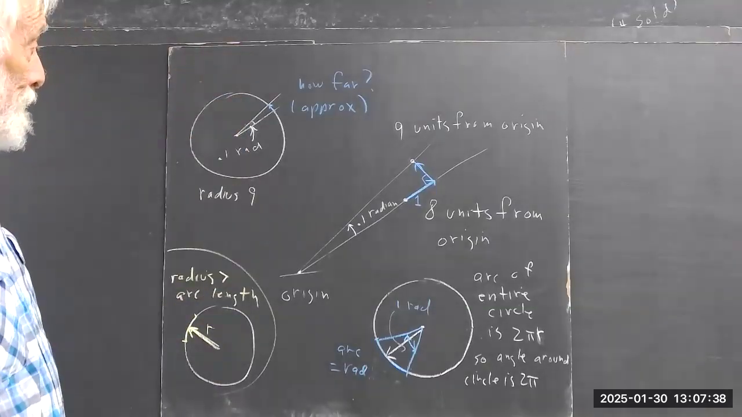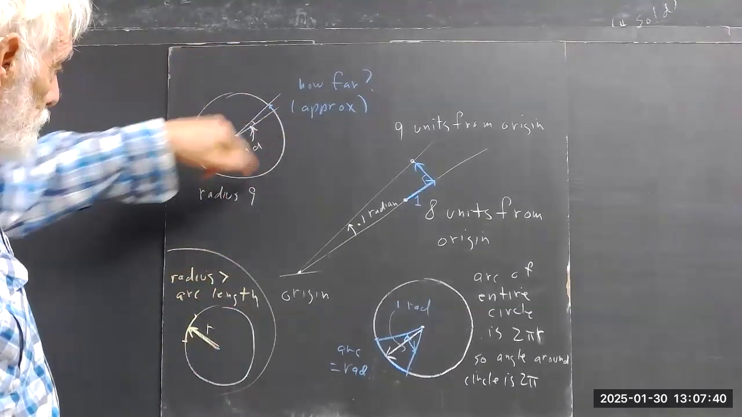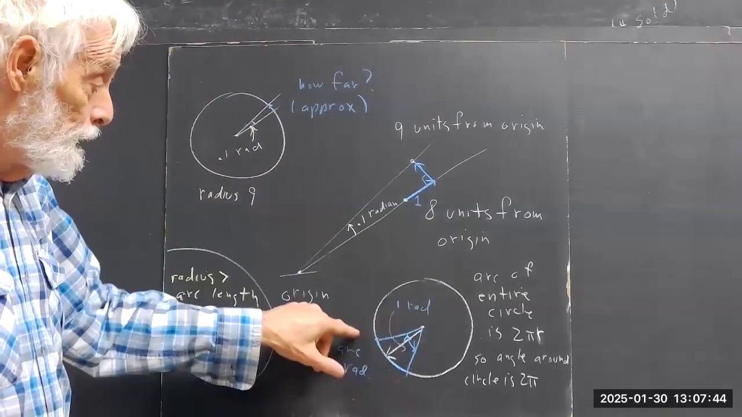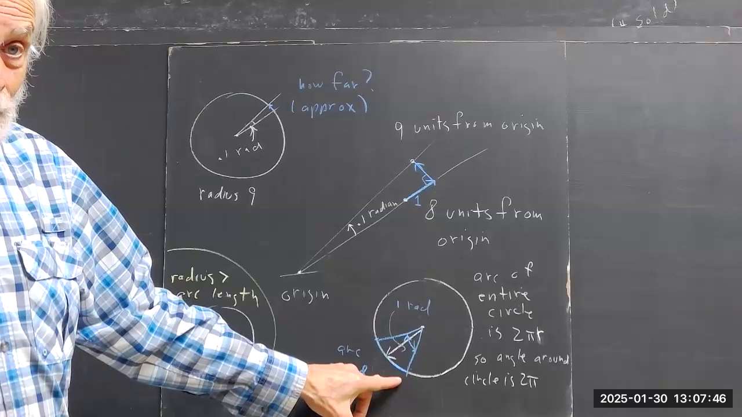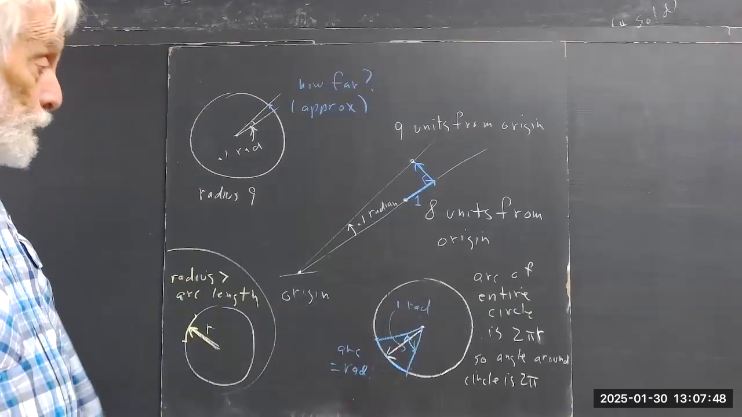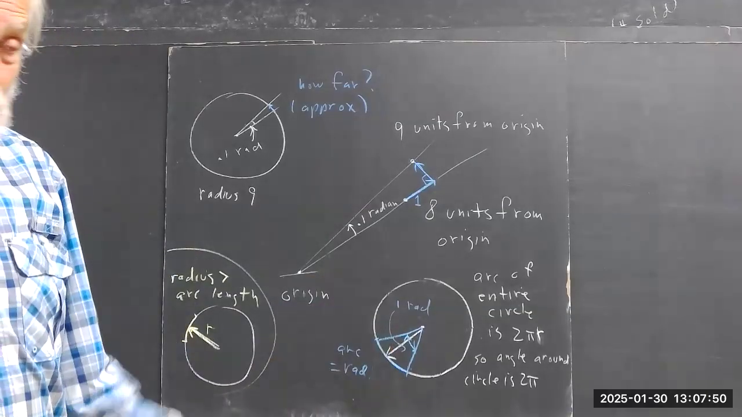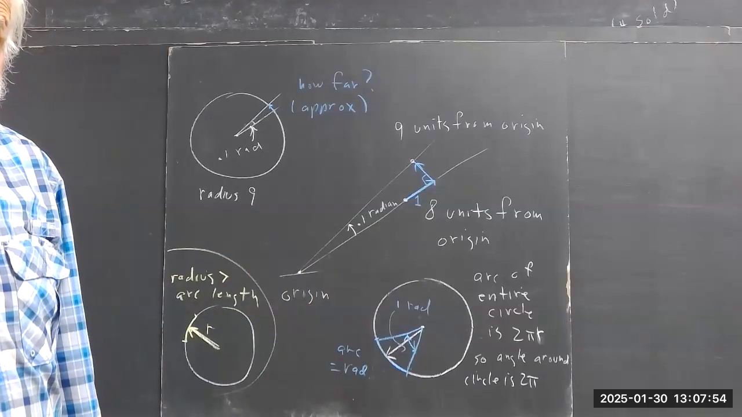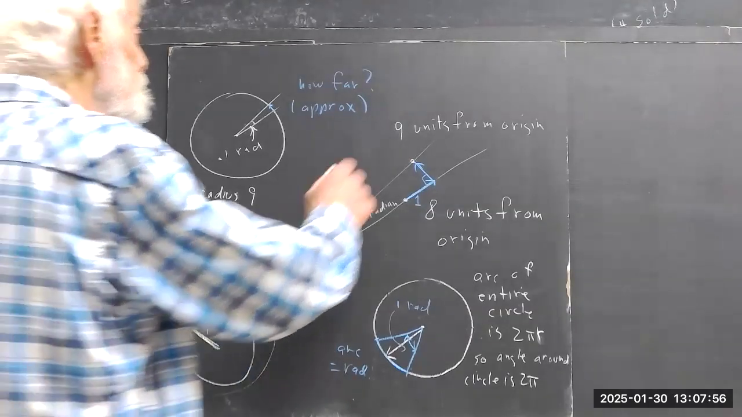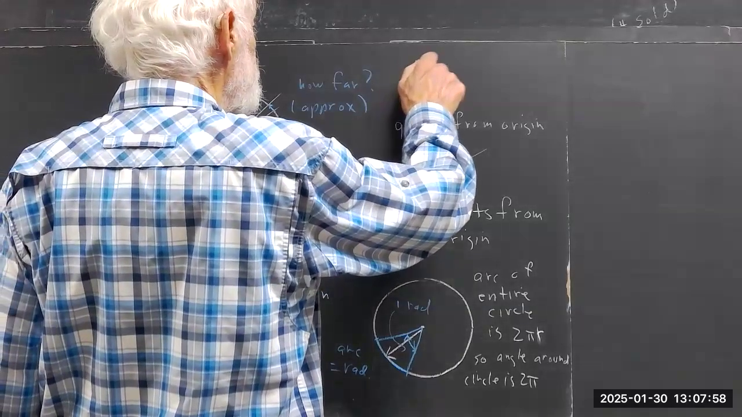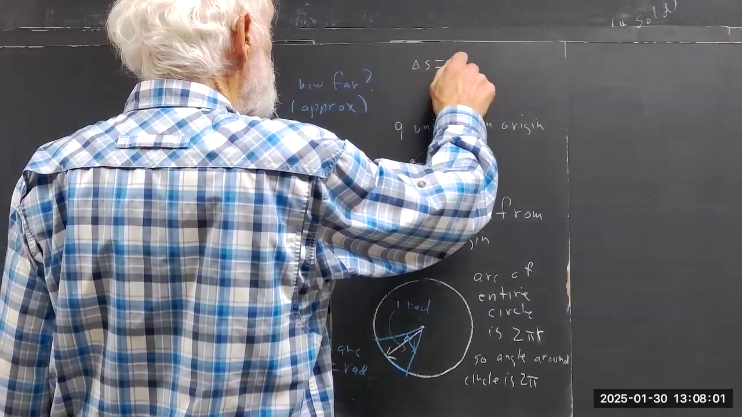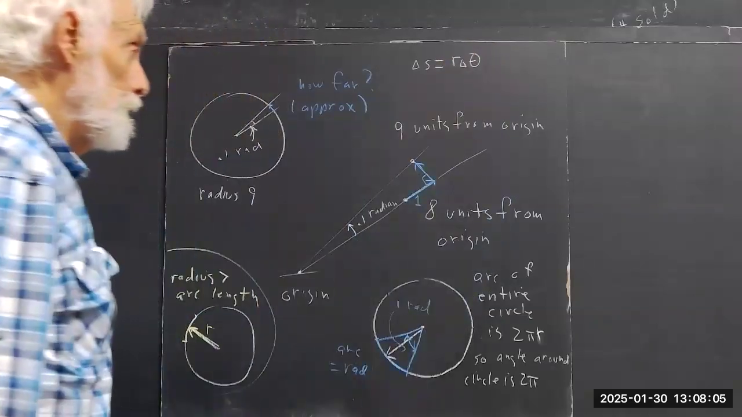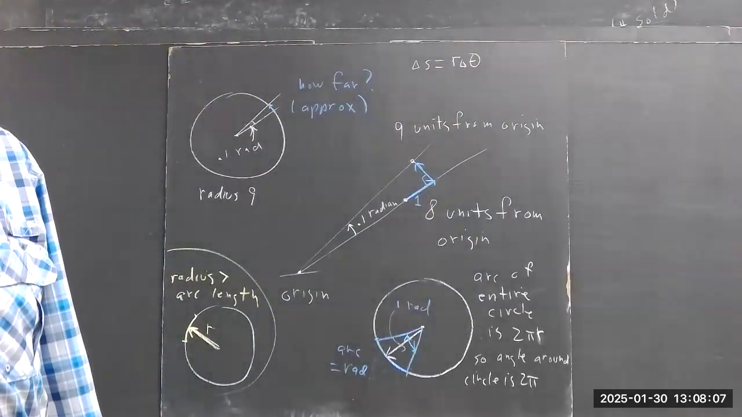So we reason that if on a circle of radius 9, you had an arc of 1 radian, that would be 9 units. If it's 1/10 of a radian, well, it'd be 1/10 of that arc, which would be 0.9 units. Now there's a formula. Delta S equals R delta theta.